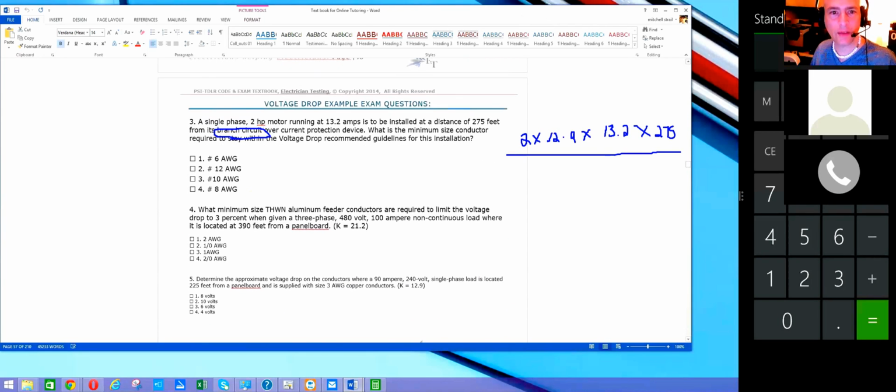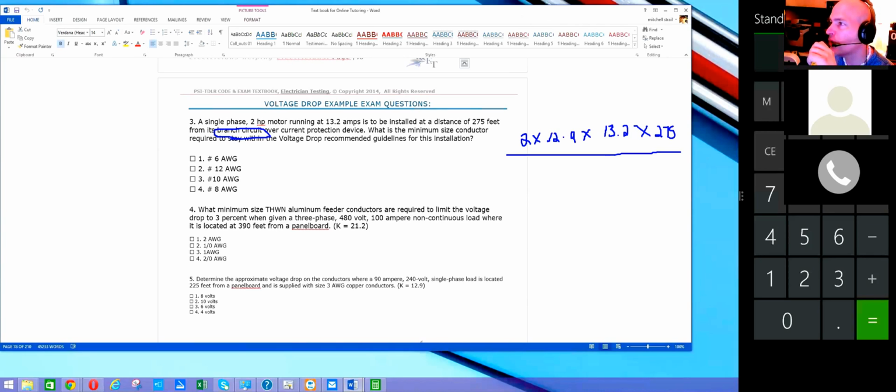All right, so we had the second one, which was minimum size THWN aluminum feeder conductor, required to limit the voltage drop to 3%, where you had a three-phase, 480 volt, 100 amp, non-continuous load, located 390 feet from a panel board, K equals 21.2. So this is a really good example of one that might even be worded similar with that K value given to you like that, as you mentioned earlier.